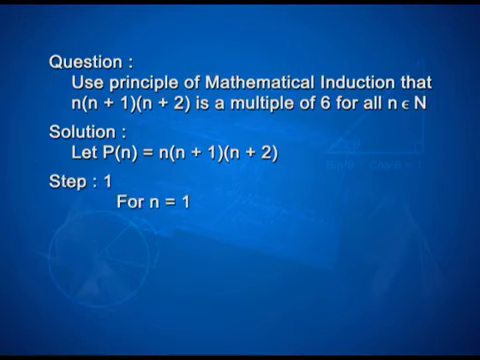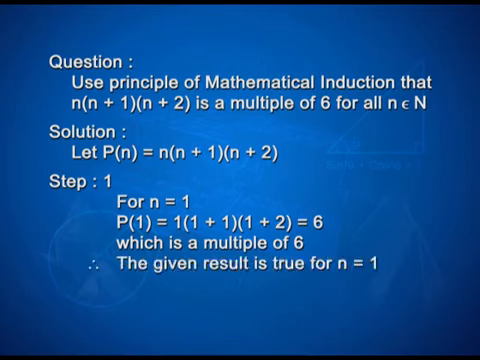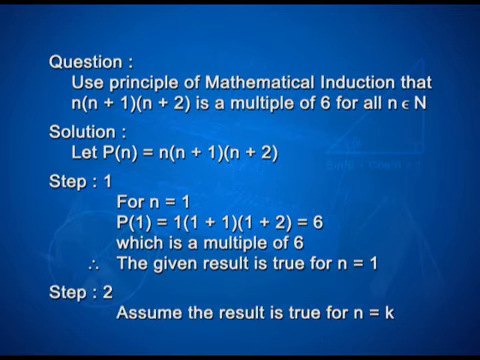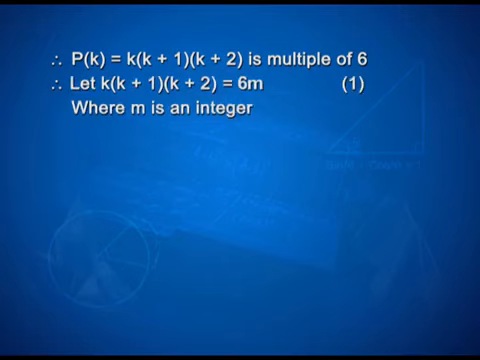For step 1, n is equal to 1, P 1 is equal to 1 into 1 plus 1 into 1 plus 2, that is 6, which is obviously a multiple of 6. Therefore, the given result is true for n is equal to 1. In step 2, assume the result is true for n is equal to k. Therefore, P of k is equal to k into k plus 1 into k plus 2 is a multiple of 6. Therefore, let k into k plus 1 into k plus 2 is equal to 6m. Take this equation as 1, where m is an integer.